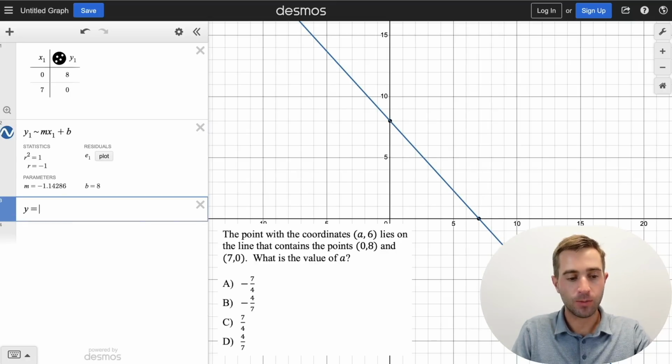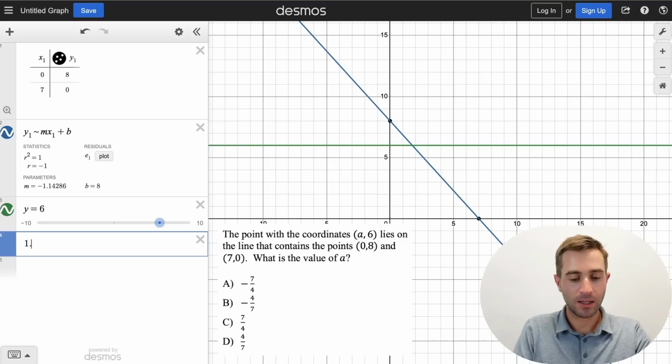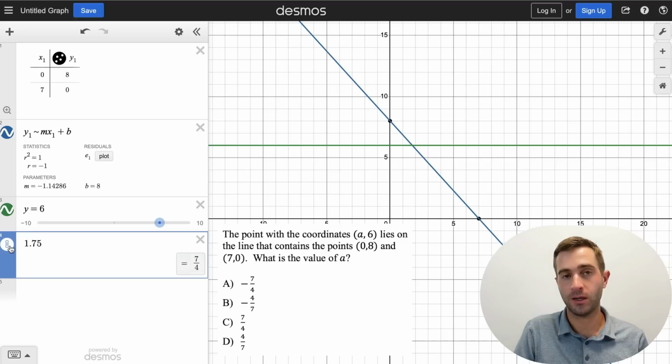So if we want to get a nice point of interest, we can just type y equals 6, and that will give us that a is 1.75. And the last thing you can do here is if you type in that 1.75 and want to put it in fraction form, just click this little fraction button, and Desmos is going to do all the heavy lifting for you.